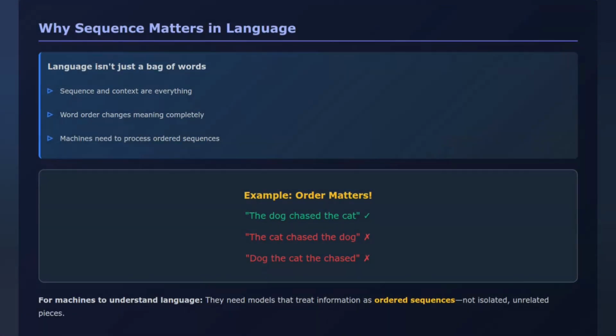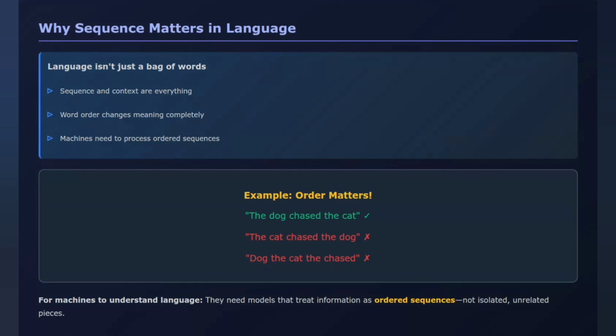Before we talk about the models themselves, we need to understand a fundamental concept: why sequence matters in language. Language isn't just a bag of words thrown together randomly. The order matters tremendously. Look at these examples on screen. The dog chased the cat versus the cat chased the dog. Completely different meanings, same words, different order.